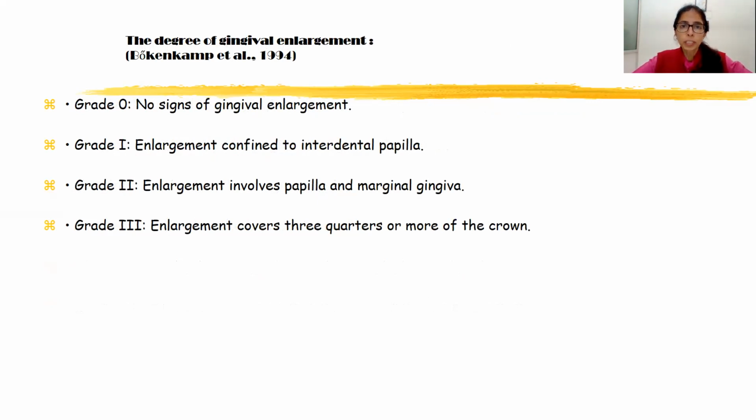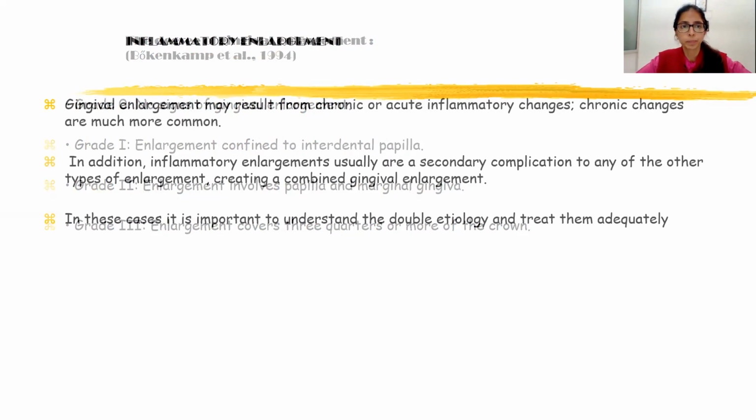Now, according to Bokenkamp et al., the degree of enlargement has been classified to make it simpler, because we have to render treatment. So we need to be a little bit more specific as to the extent of the enlargement. Grade 0, no signs of enlargement. Grade 1, enlargement confined only to the interdental papilla. Grade 2, enlargement which involves papilla and the marginal gingiva. And grade 3 is enlargement which covers three-fourths or more of the crown.